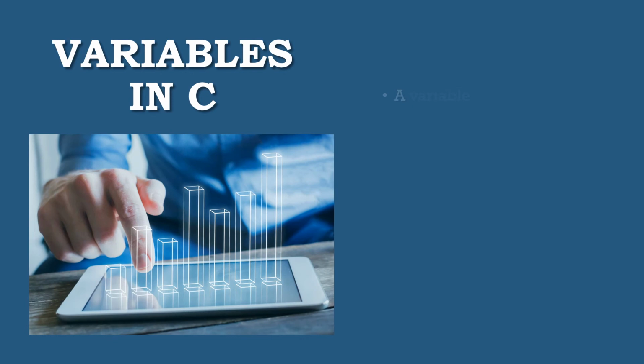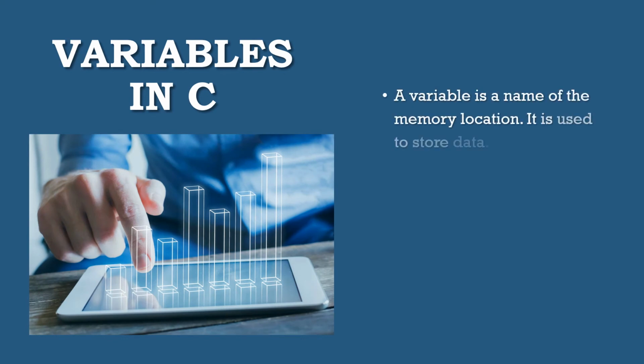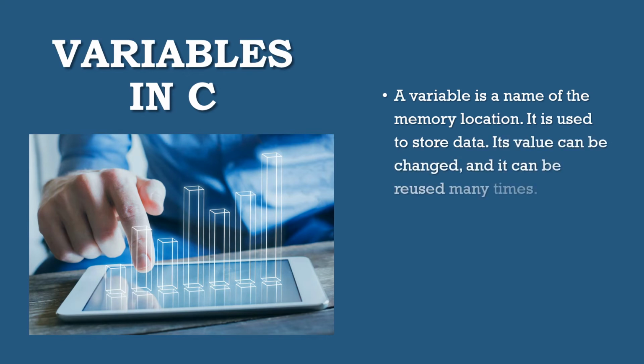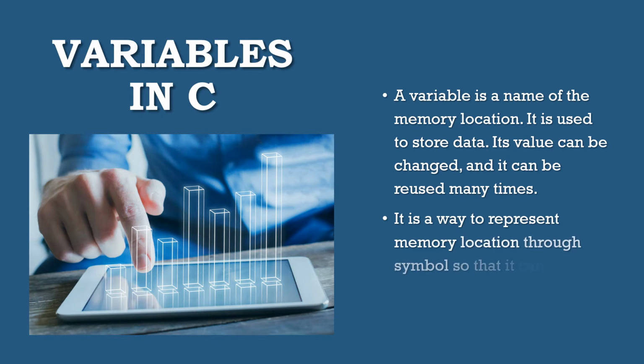Now let's see about variables in C. A variable is a name of the memory location. It is used to store data. Its value can be changed and it can be reused many times. It is a way to represent a memory location through a symbol so that it can be easily identified.